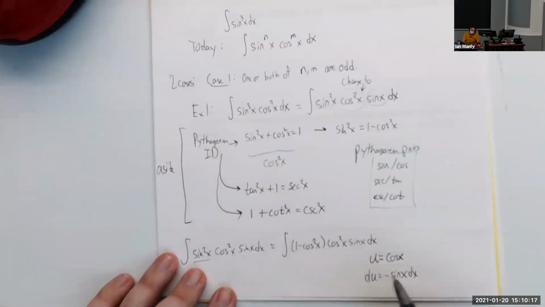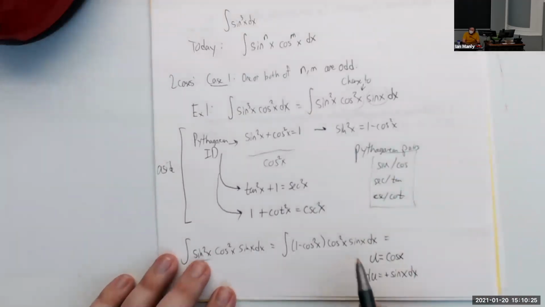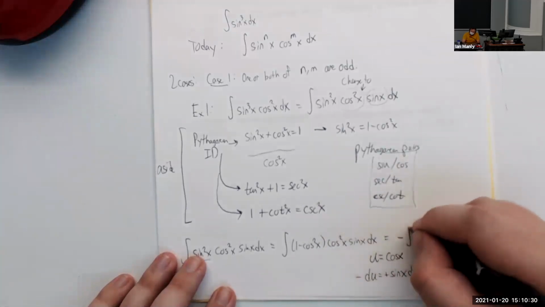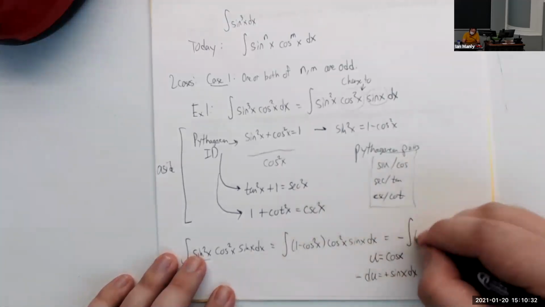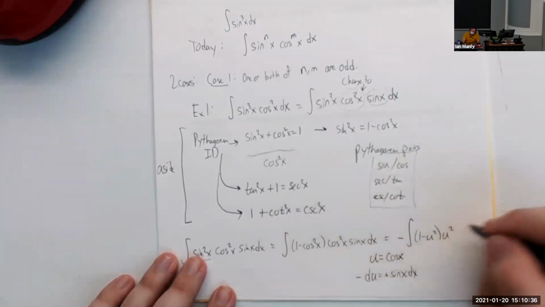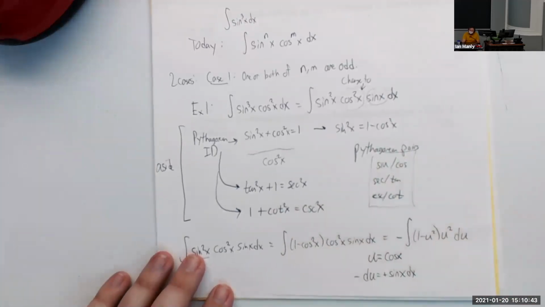By the way, we don't have a negative in here, so I'm going to switch the sign here to be negative du is sine of x. Okay, so with this in mind, I'm going to turn everything I have into u's. So I have this extra negative that I picked up. I have 1 minus u squared, and then I have u squared, and then sine of x dx is now just going to be a du right here.